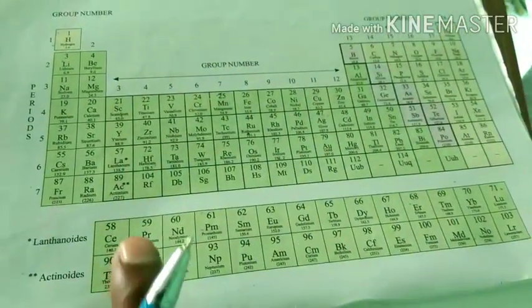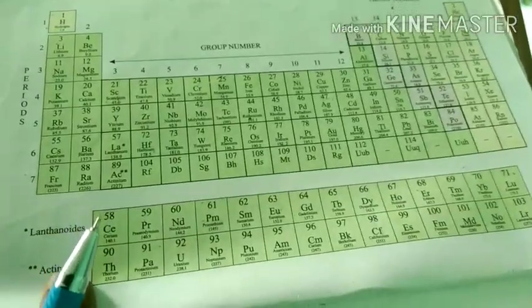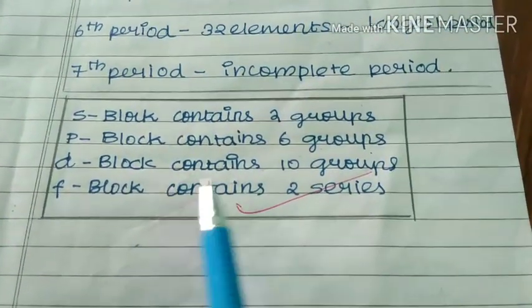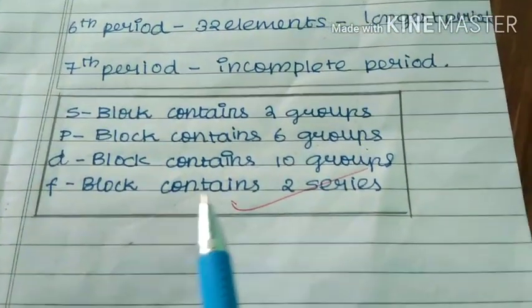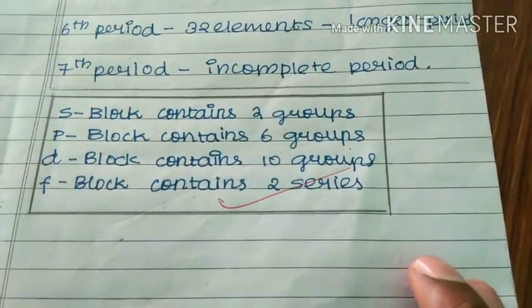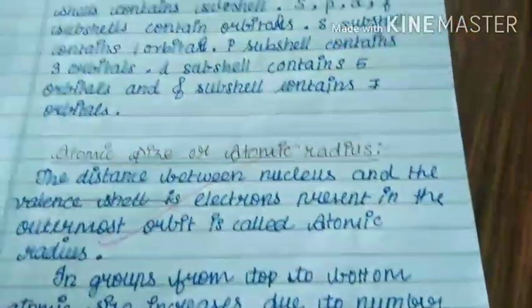And F block contains 2 series, lanthanides and actinides, not groups. So these are the points. S block contains 2 groups, P block contains 6 groups, D block contains 10 groups, and F block contains 2 series. Next, there are some more points regarding the modern periodic table.